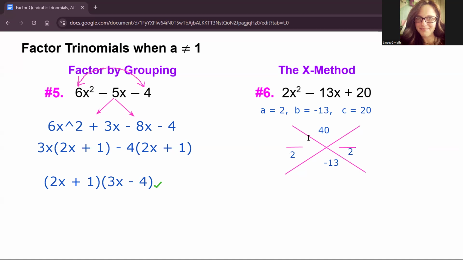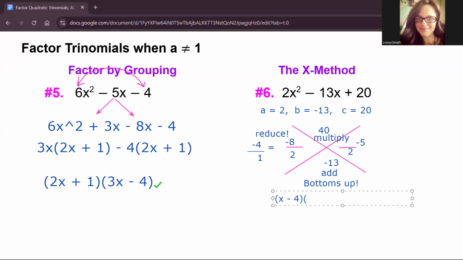And then we ask ourselves, what two numbers multiply to positive 40 that also add to negative 13? Negative 8 and negative 5. Multiply to positive 40, add to negative 13. And then, very important using the x method, we reduce. And we get negative 4 over 1. And then bottoms up. Bottom number comes first, 1x minus 4. And then bottom number comes first, 2x minus 5. And there's our factored form.